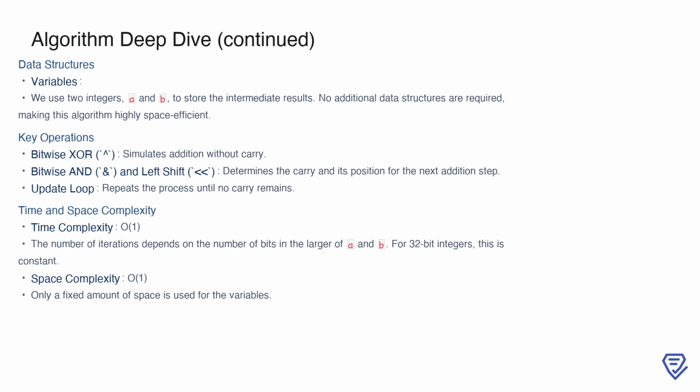In terms of complexity, the time complexity is O(1), because the number of iterations depends on the number of bits in the larger of the two integers, which is fixed for a given integer size, such as 32 bits. The space complexity is also O(1), since we only use a constant amount of space for the variables. This combination of efficiency and simplicity makes the algorithm an elegant solution to the problem.